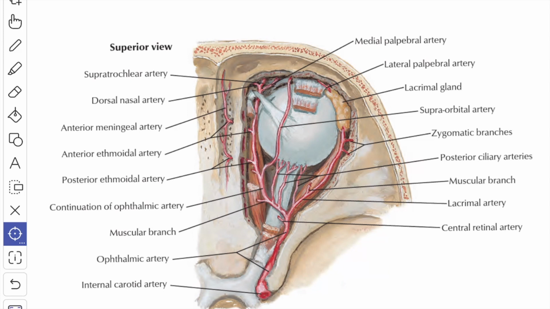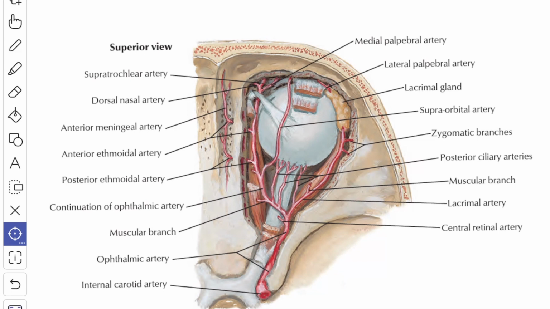At the medial end of the upper eyelid, it divides into two terminal branches, the supratrochlear artery and the supraorbital artery. The branches of the ophthalmic artery accompany all the branches of the nasociliary, frontal and the lacrimal nerve. The branches are grouped into following groups. First, we'll see what are the branches to the eyeball.